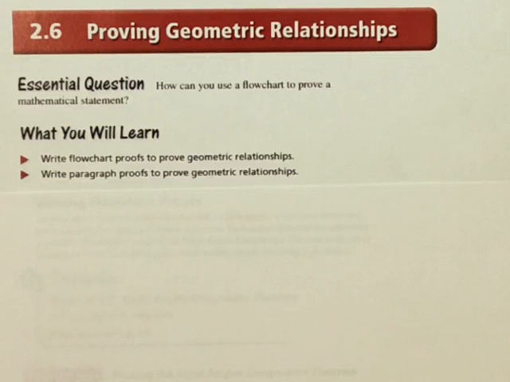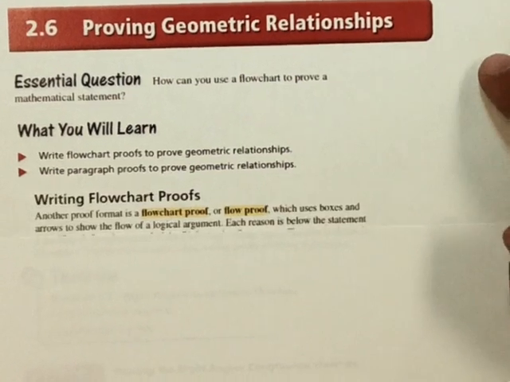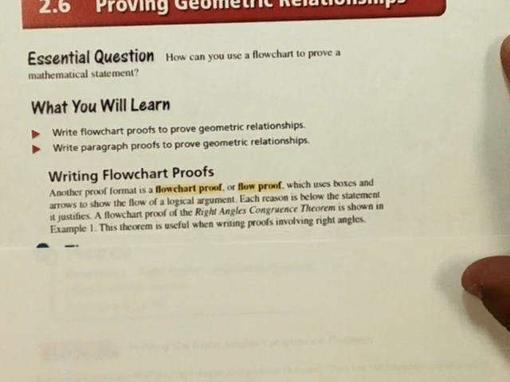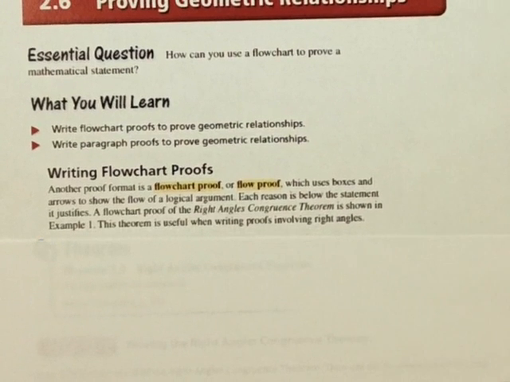All right, today we're talking about proving geometric relationships. Essential question: how can you use a flowchart to prove a mathematical statement? So we're going to learn how to use what's called a flowchart proof and also a paragraph proof to prove geometric relationships. We'll start off with a flowchart, and that is kind of what it sounds like. A flowchart is just boxes and arrows to show the flow or the direction of a logical argument.